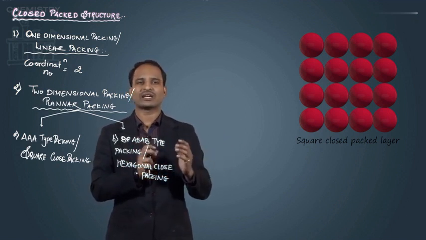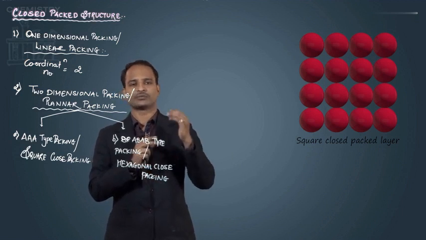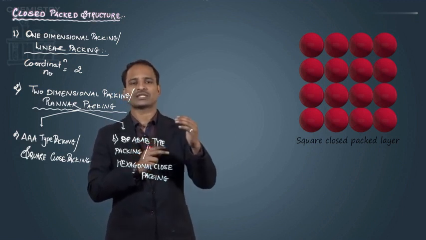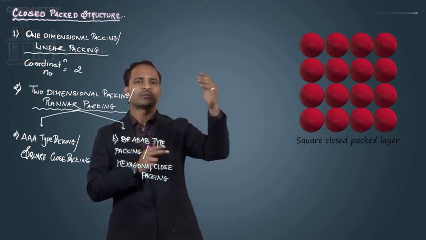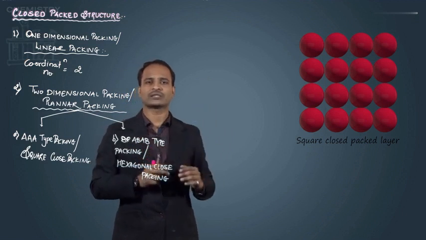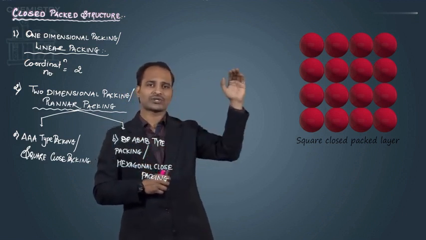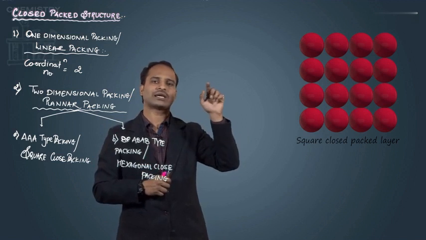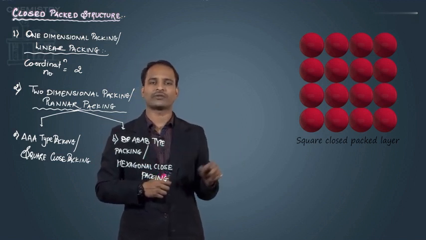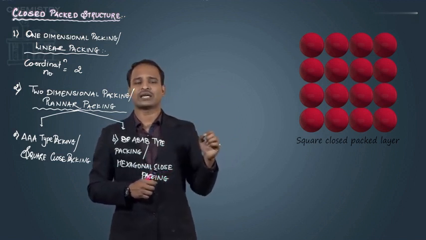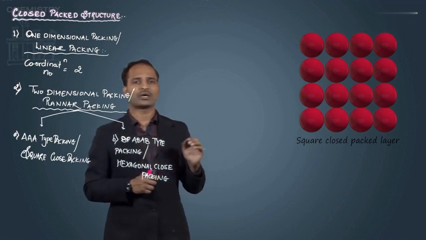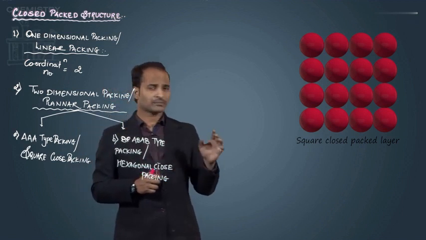Third row spheres, we can say, are exactly below the second row. Fourth row are exactly below the third row, second row, first row. Means I can say that all rows' particles are arranged in the same manner. So if the first row is called A arrangement, then second, third, fourth, everyone will be called as A type of arrangement. So all are A type packing.